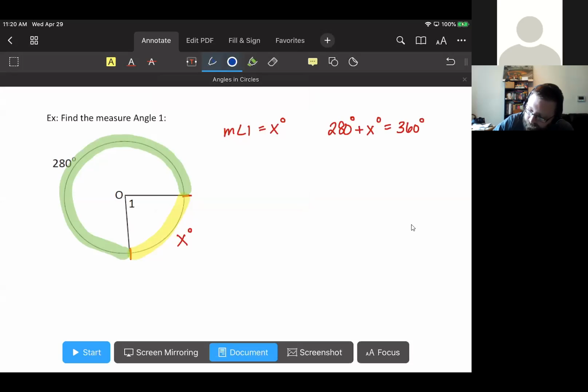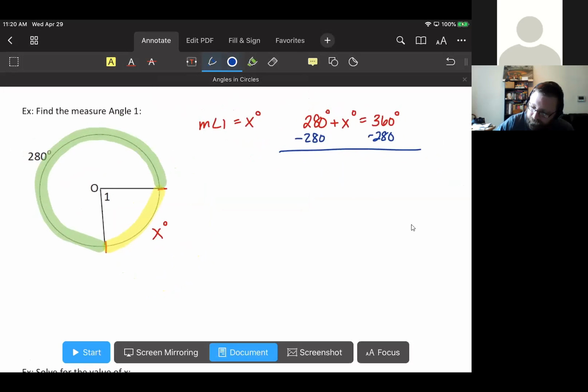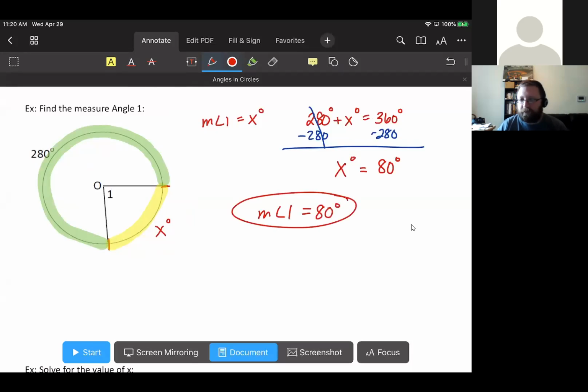We're going to solve that equation for x by subtracting 280 from each side of the equation. I don't know what happened there. And we get that x is 80 degrees. So we would say the measure of angle 1 is equal to 80 degrees. Grab a screenshot if you need one. We have one more example to do before we discuss the other type of angles.